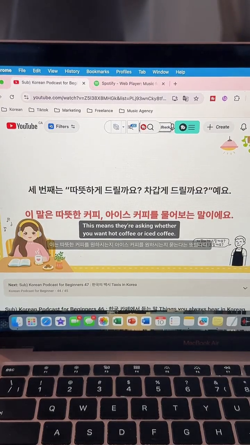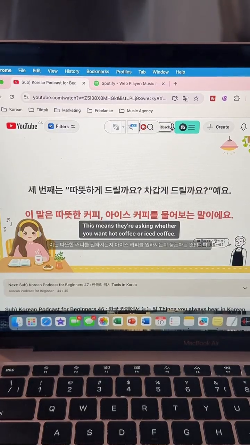Think of it. We have seen 첫 번째는 last week. We have seen 두 번째는 yesterday, and now we are seeing 세 번째는. So if you just counted, you might be able to figure it out.